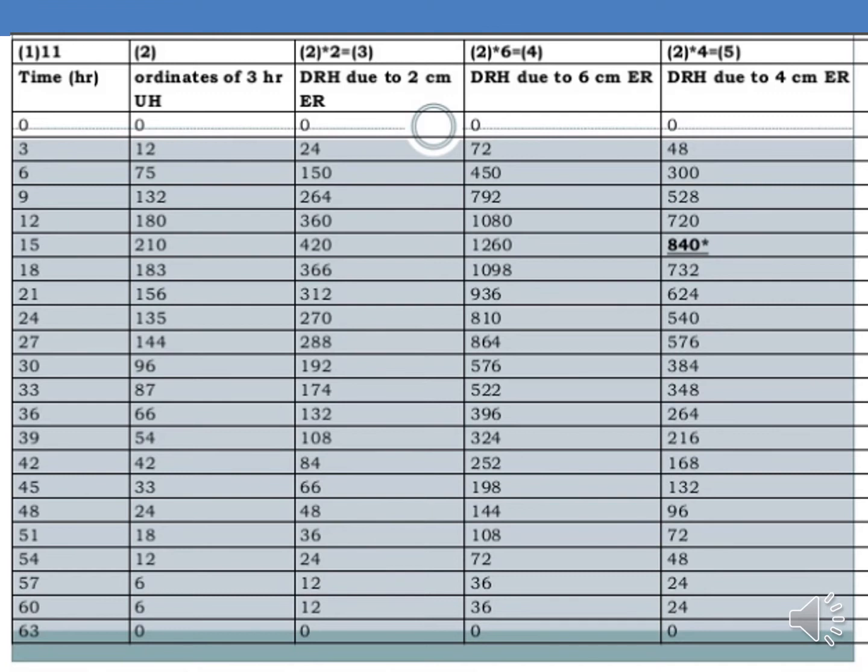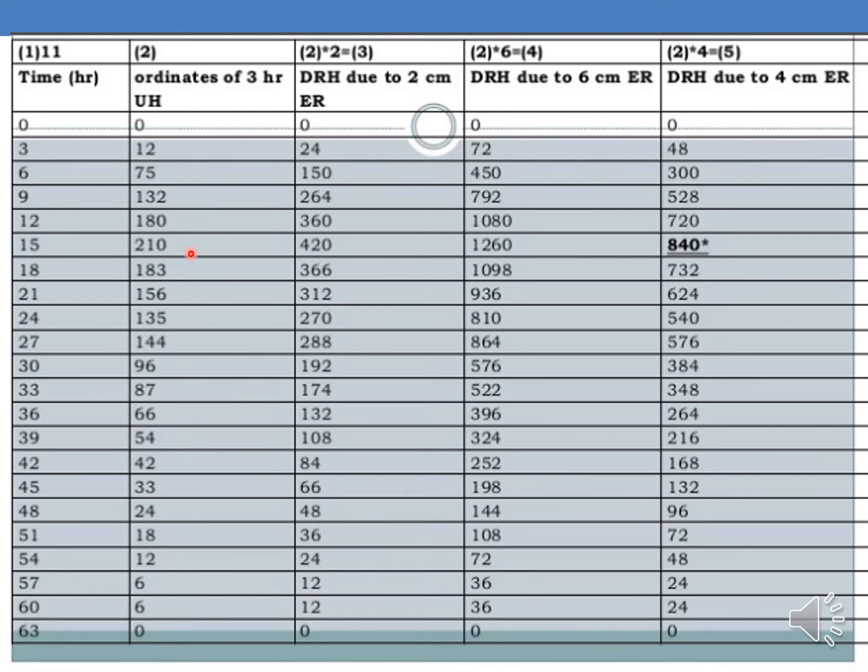So what is the procedure? You reverse of the first method, that is you should multiply the rainfall to get the DRH. So that is multiply this unit hydrograph ordinates with 2 centimeter to get the 2 centimeter DRH. Similarly, you can multiply the second column with 6 centimeter to get the 6 centimeter rainfall DRH.